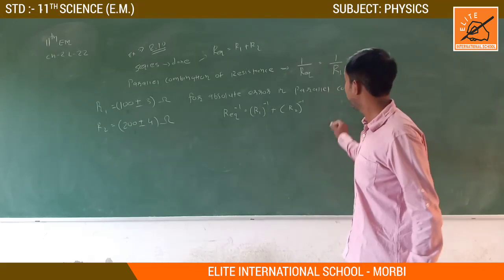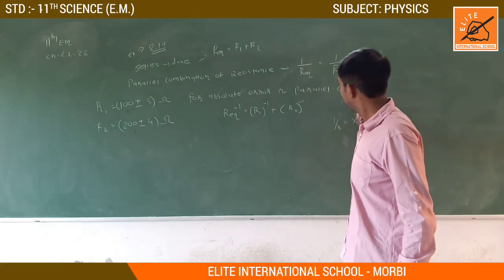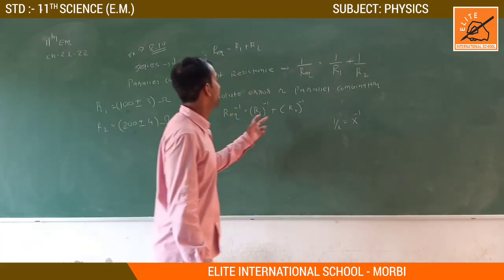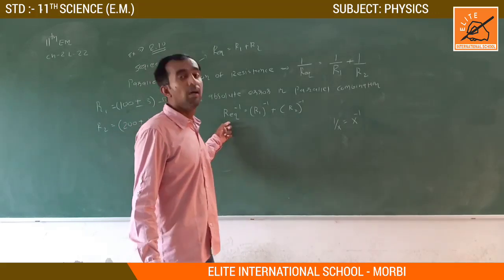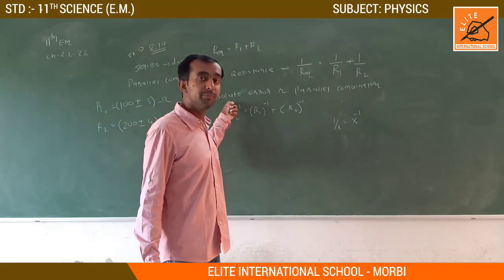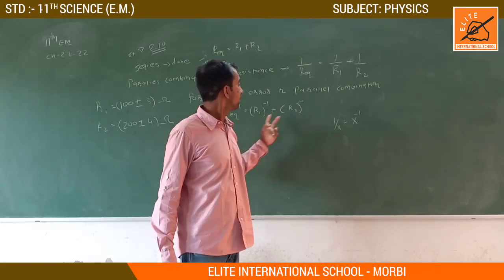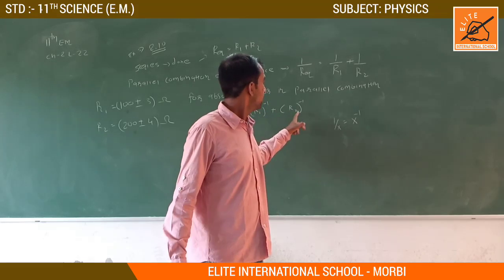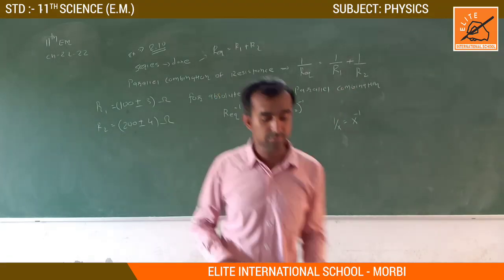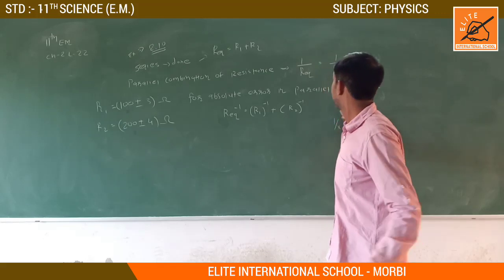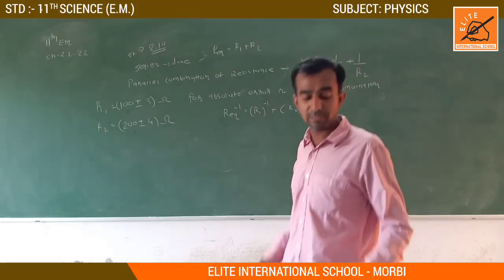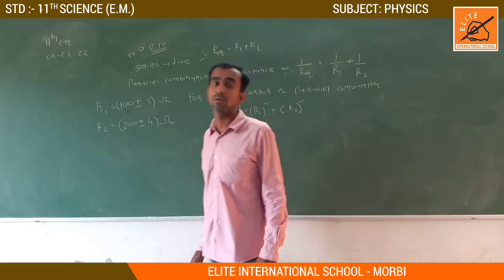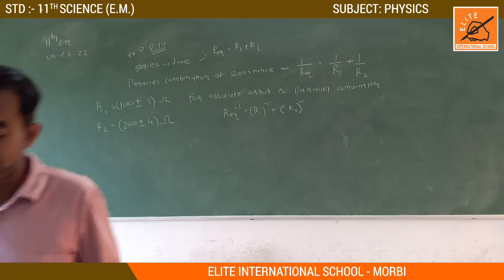Because you know that 1 upon x equals x to the power minus 1. Similarly, 1 upon R equivalent equals R equivalent raised to minus 1, and 1 upon R1 equals R1 raised to minus 1 plus R2 raised to minus 1, meaning 1 upon R2, right? I give you 2 minutes to differentiate it with respect to resistance, by applying the chain rule. Solve it.